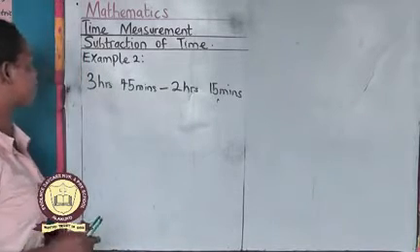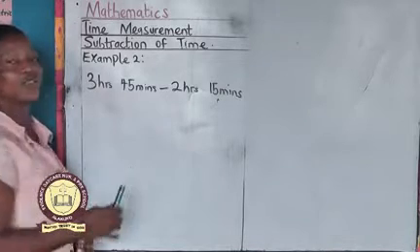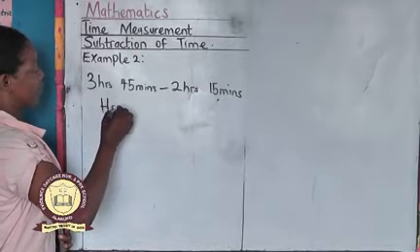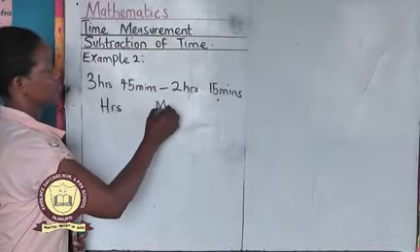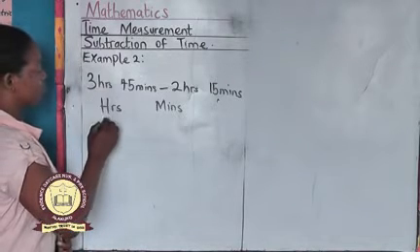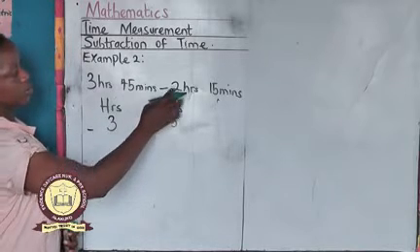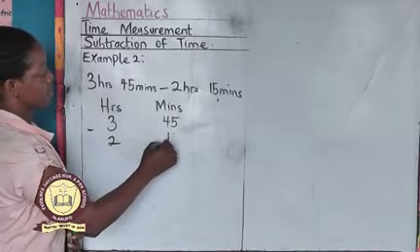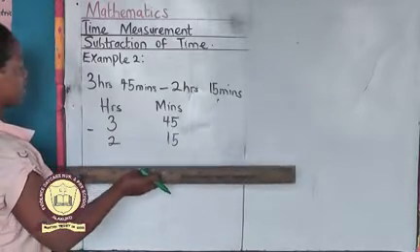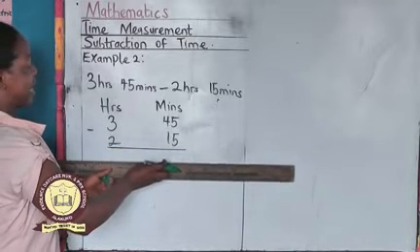Now let's take the second example. In the second example, we have 3 hours 45 minutes. From it, we are going to take away 2 hours 15 minutes. Now, let's write our hours first, then minutes. Now arrange it under the minutes and the hours. 3 hours will be here and your 45 minutes, minus 2 hours 15 minutes. So let's take away 2 hours 15 minutes from 3 hours 45 minutes.